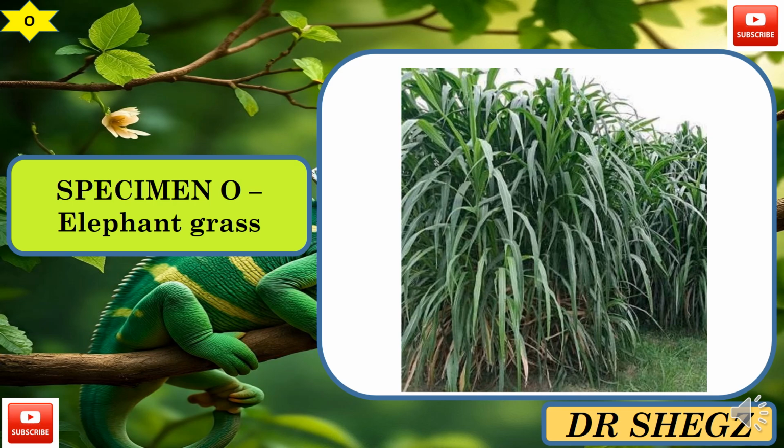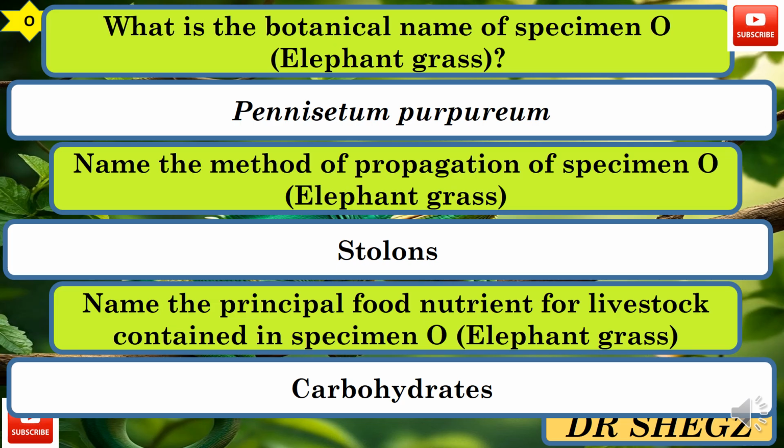Elephant grass. What is the botanical name of elephant grass? Pennisetum purpureum. Name the method of propagation by stolons. Of course, elephant grass is propagated by stolons. And what's the principal food nutrient for livestock contained in specimen O? You have carbohydrates. Pennisetum purpureum. Again, remember you underline both of them, and the generic name has a capital letter, the specific name has a small letter.